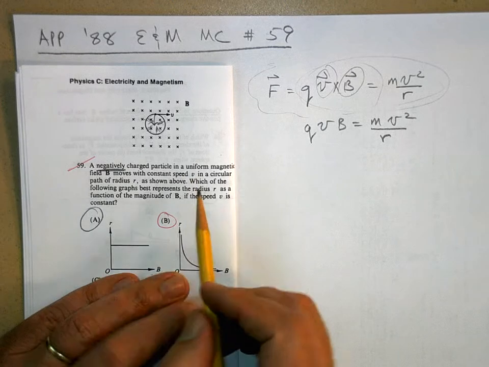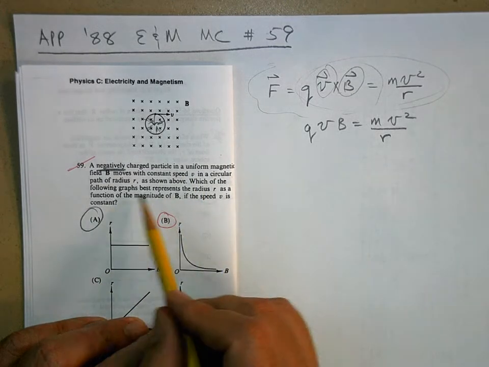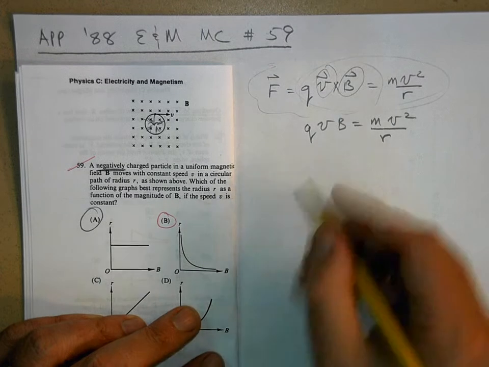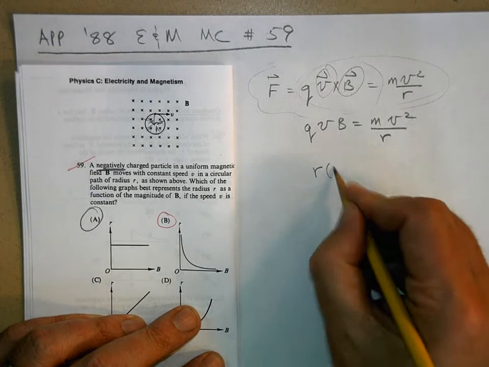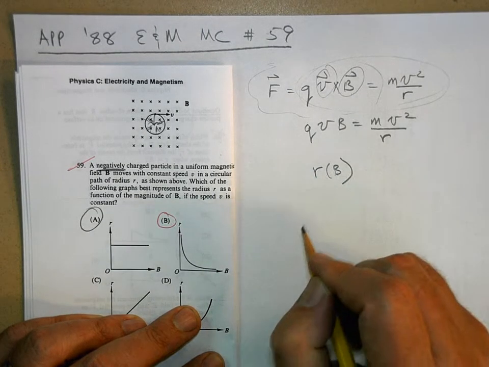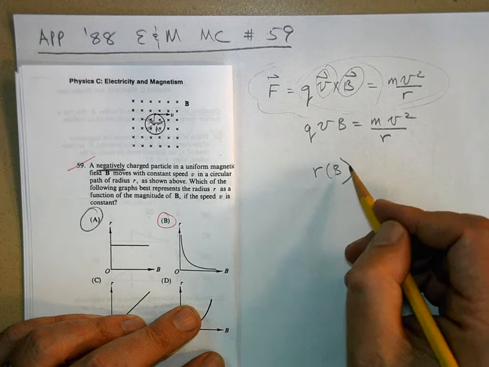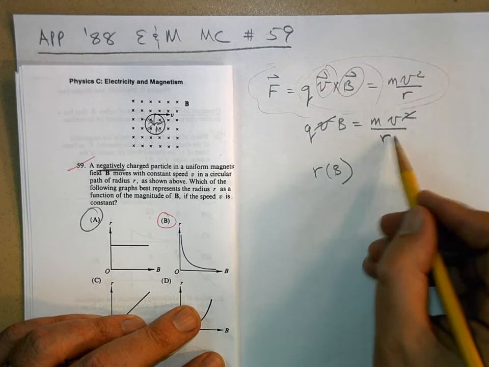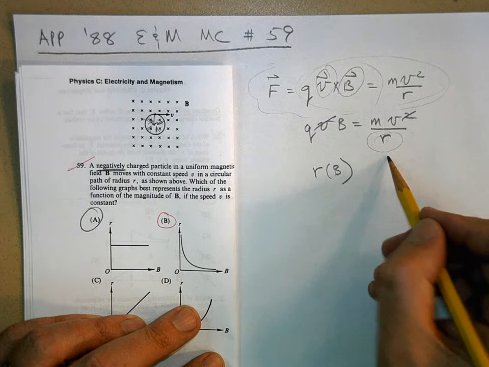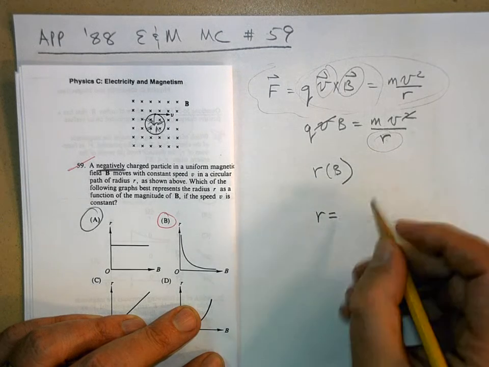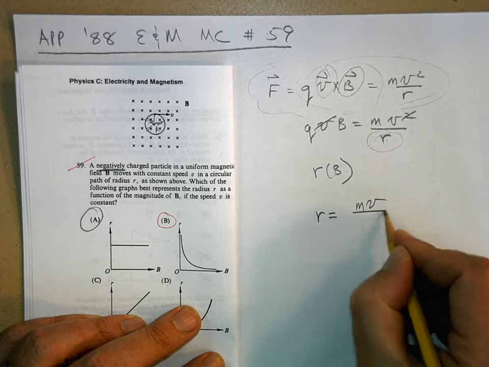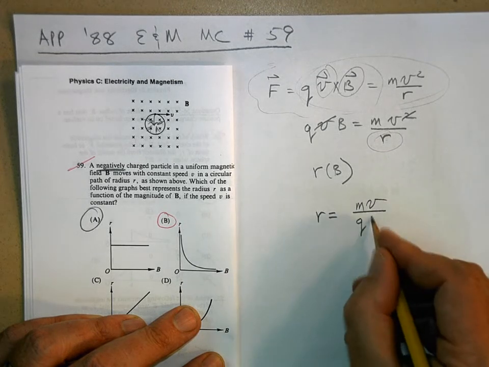Okay, now what does it want? It wants which of the following best represents the radius r as a function of B? So we want to solve for r as a function of B. Well, let's cancel out what we know here, and we're going to solve for r. So I'm just going to take this equation and solve for r. So r is going to be equal to mv over qB.